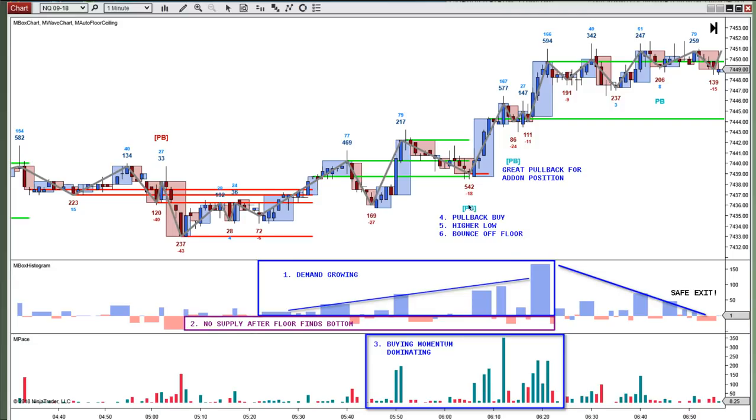So by the time we get to this pullback, we've seen demand, we've seen no supply, we've seen the buying momentum come in. So here we have a pullback buy, we have a higher low, and we've got a nice bounce off the floor here. We've got 6 points of confirmation. So it's a very strong trade.